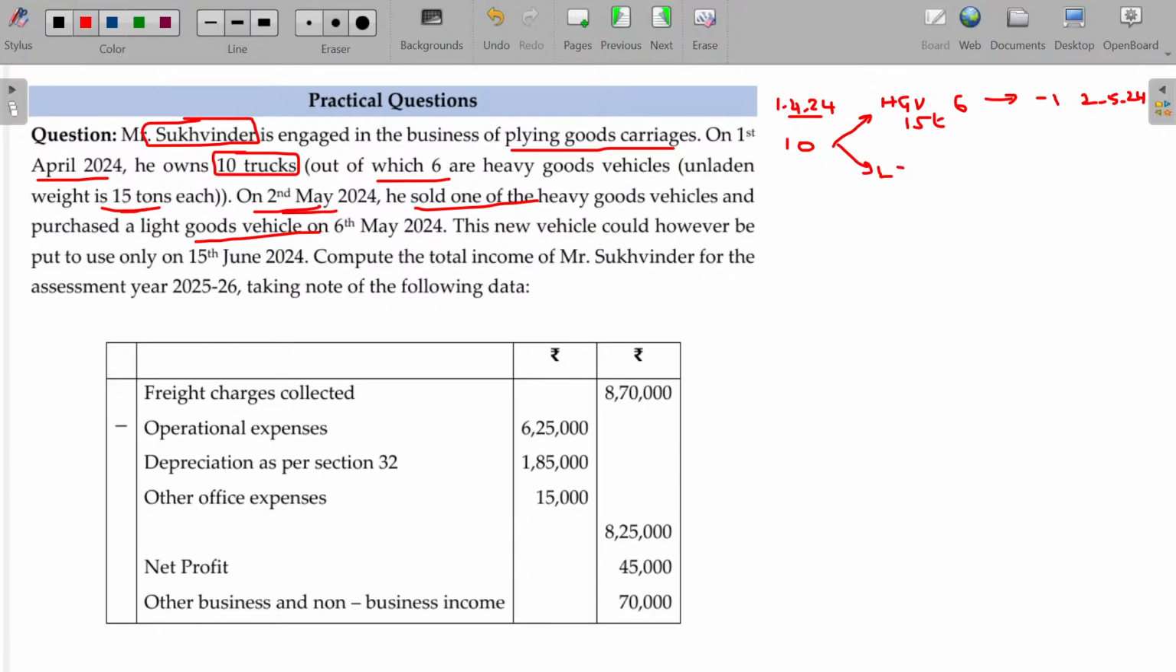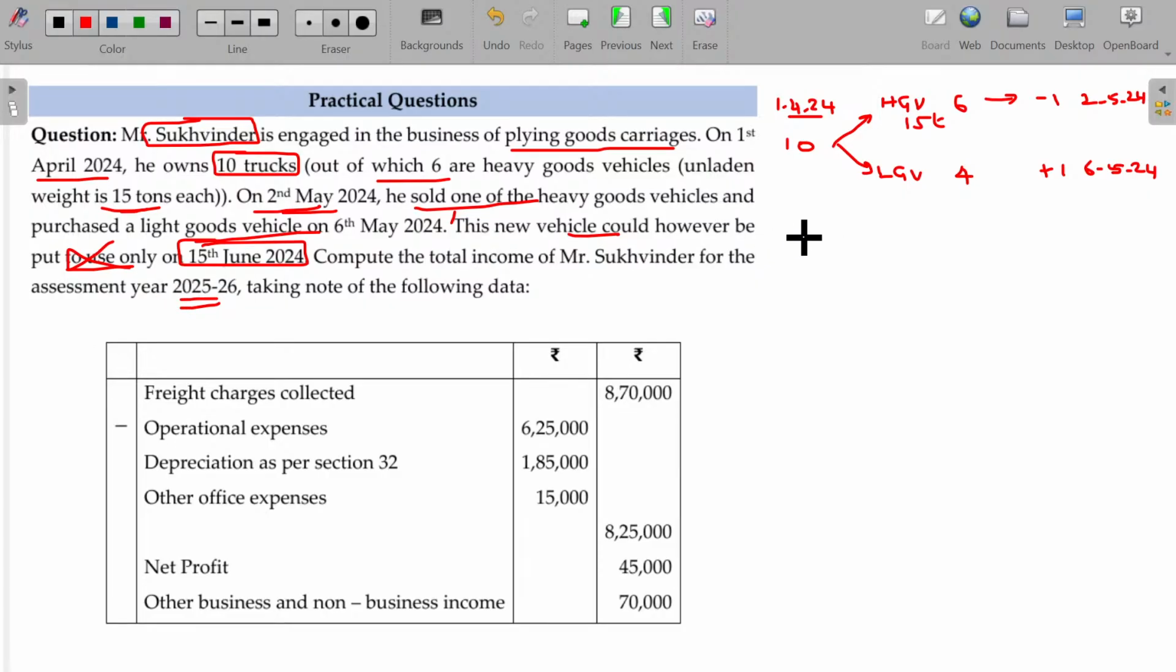So light goods vehicles being 4 existing, out of that, one more purchased on 6th May 24. This new vehicle could not, however, be put to use until 15th June. Put to use is not going to be taken here. The put to use concept is applicable only for depreciation. Whether you use it or not, you have to pay the tax based on this number. Compute the total income of Mr. Sukhvinder for the assessment year 25-26.